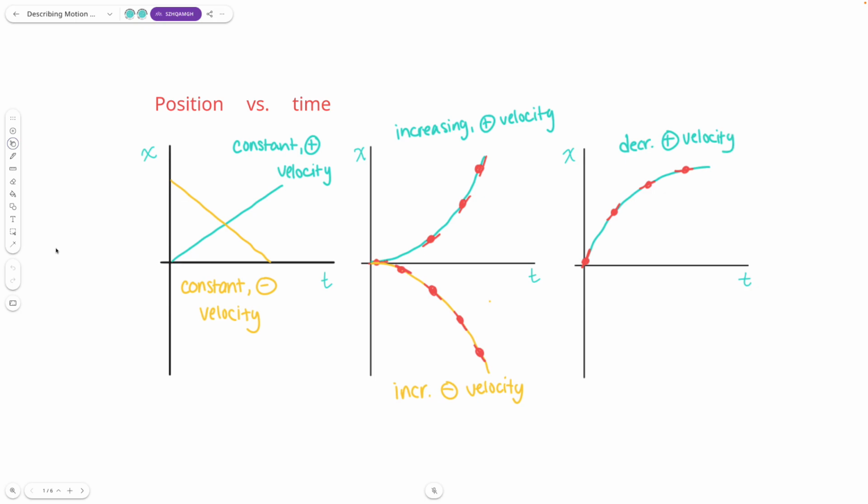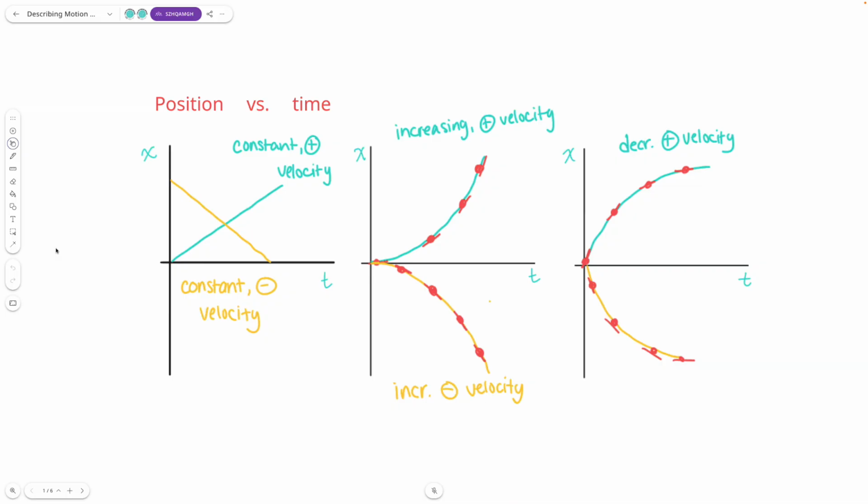And to show a negative decreasing velocity, our graph shape looks like this. Again, starting off steep, getting less steep, and flattening out over time. So those are all of our options here for position versus time graphs.